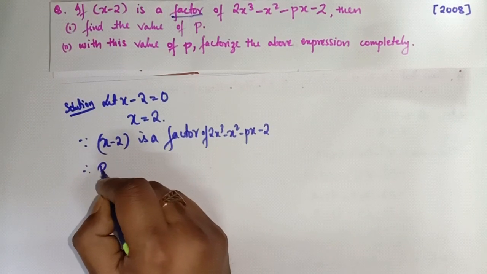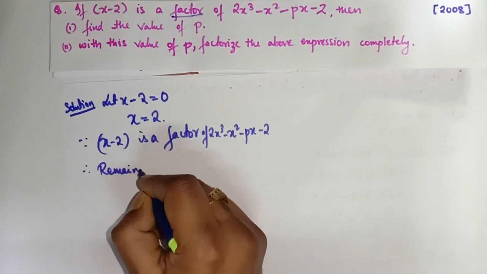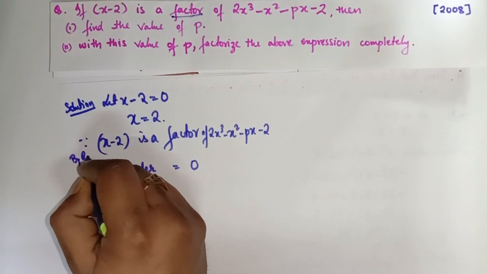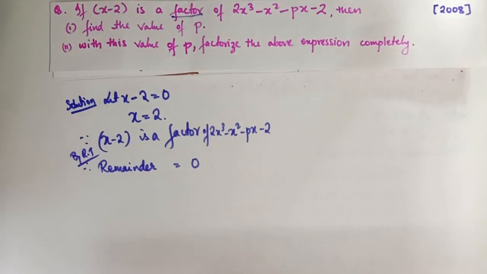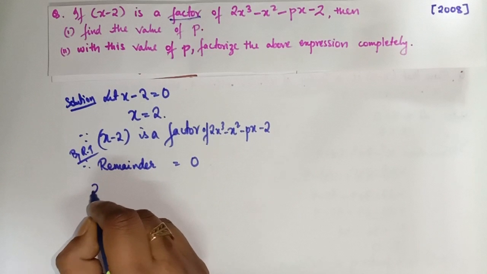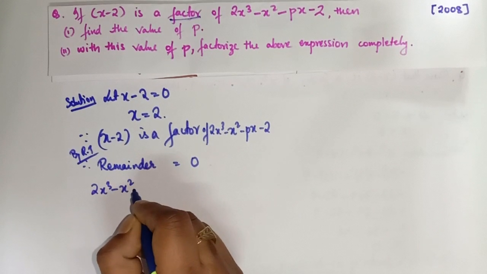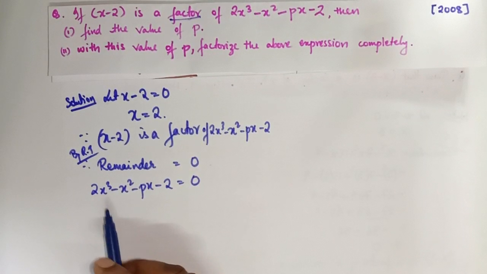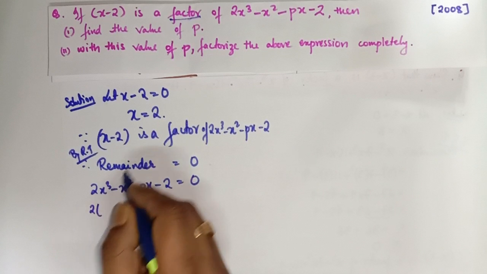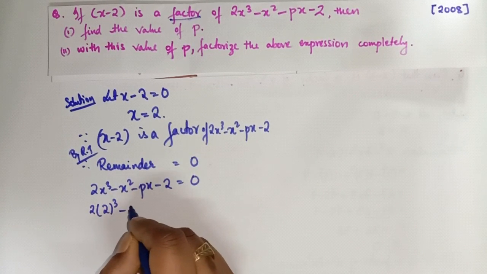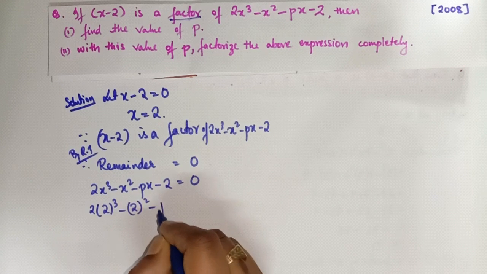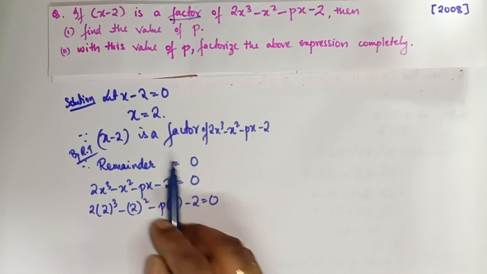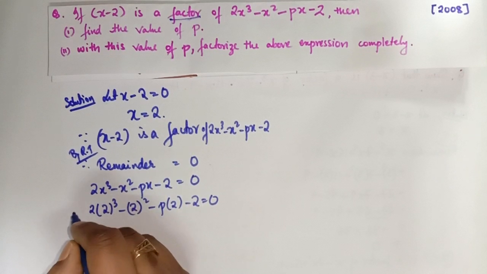Therefore the remainder has to come 0, by the remainder theorem. So what do we have as the expression? We have the expression 2x cube minus x square minus px minus 2 is equal to 0. Instead of x, I have to put 2. So 2 cube minus 2 square minus p into 2, minus 2 is equal to 0. Hope you got it. The remainder is 0 because it's a factor.